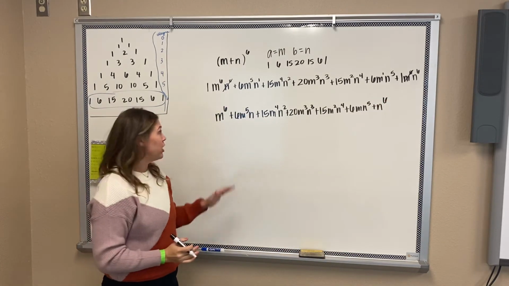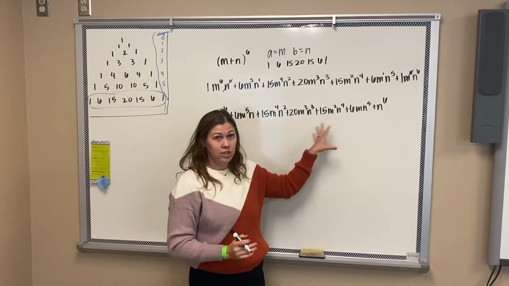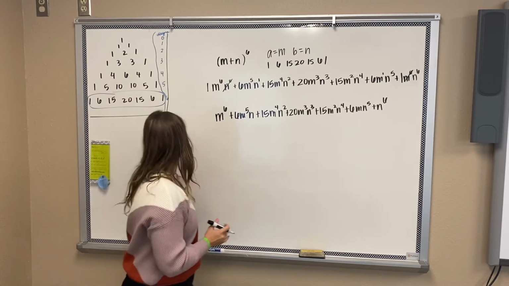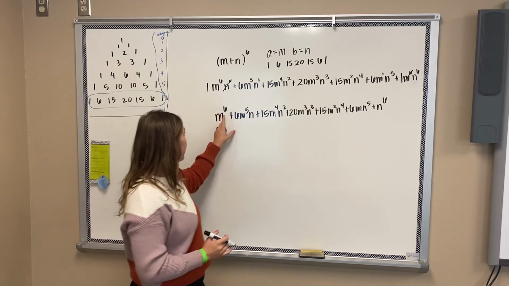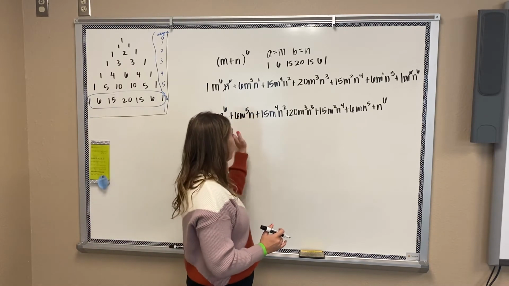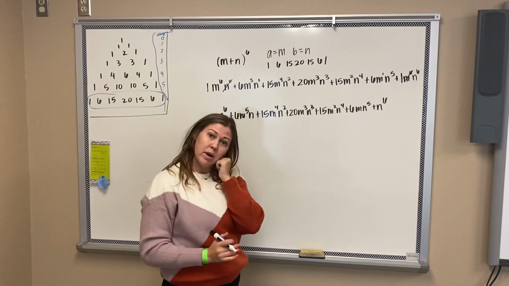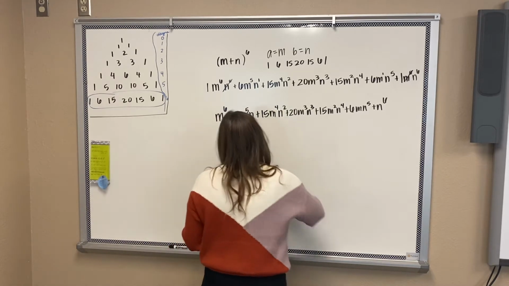You can always double check and make sure all your coefficients are just like this, because we don't have any coefficients there. Your m's are decreasing and your n's are increasing by 1. So that is the first homework problem.